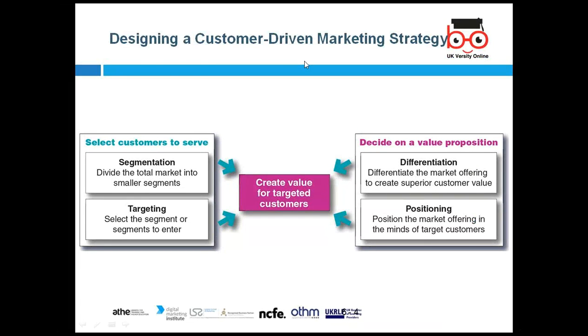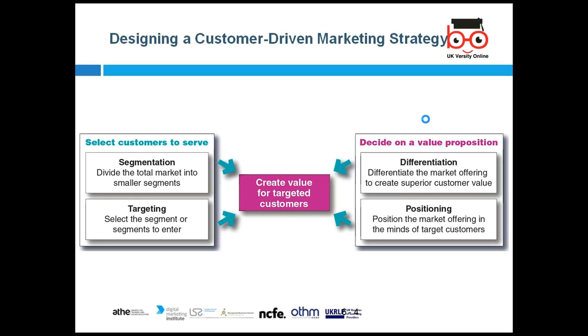at designing a customer-driven marketing strategy. So we need to develop a customer-driven marketing strategy. Why? Because the customer is king. If you don't offer them a product that meets the needs and wants of the individual, we're not going to satisfy them. So we need to make sure we segment. That will help. Segmenting means dividing the total market into smaller segments.